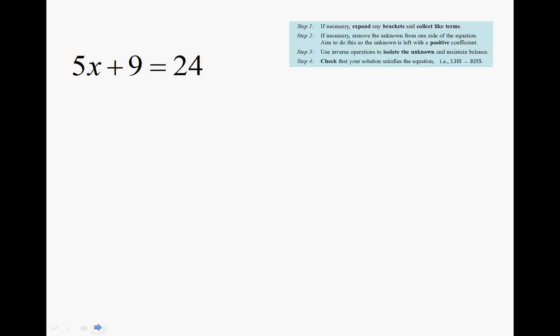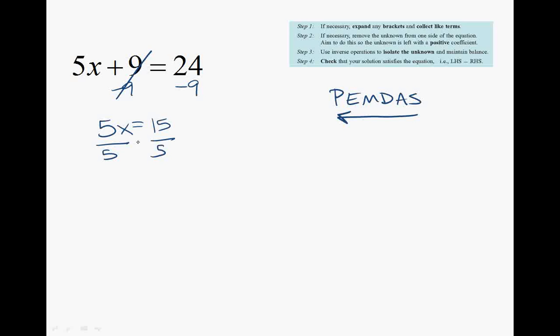Now, if you remember to do inverse operations, start with addition and subtraction, and then work your way backwards. So instead of trying to divide by 5, I want to subtract 9 first. So positive 9 minus 9 cancels, and we will get that 5x equals 15. Divide by 5 now, and you'll have that x equals 3.